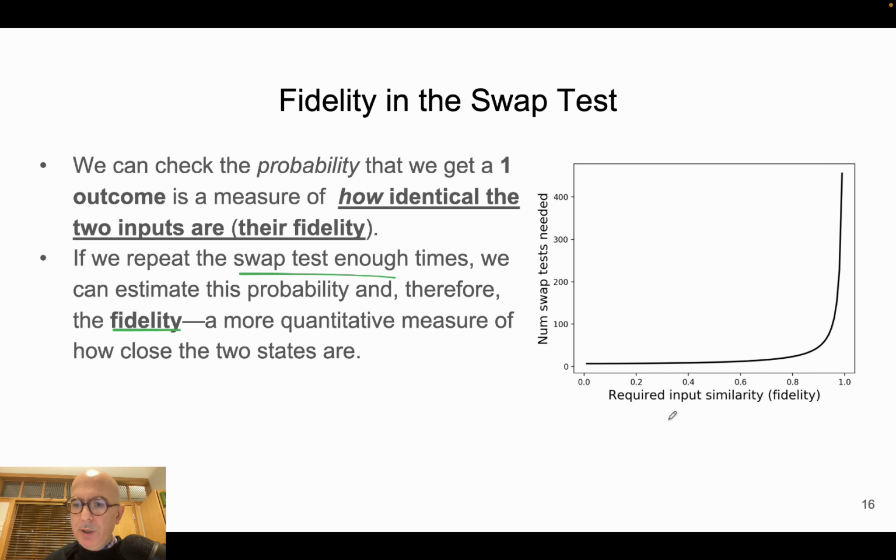In this plot, we have on the x-axis the required input similarity, that is how equal they are, and then the number of tests or measurements that we need to achieve a certain similarity. This is the last slide, and talk to you soon.